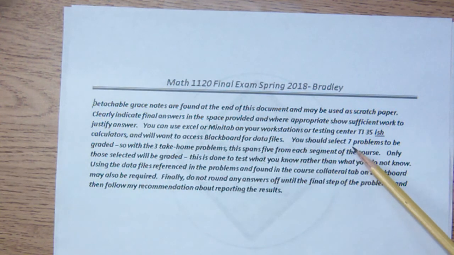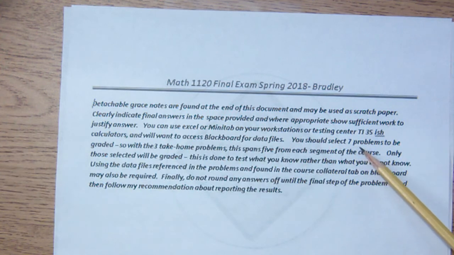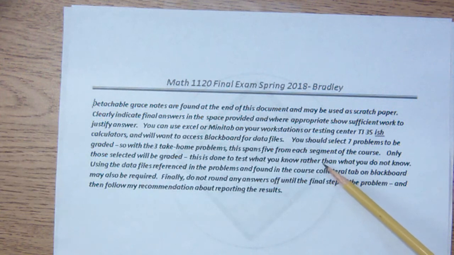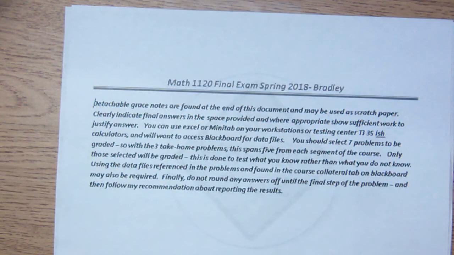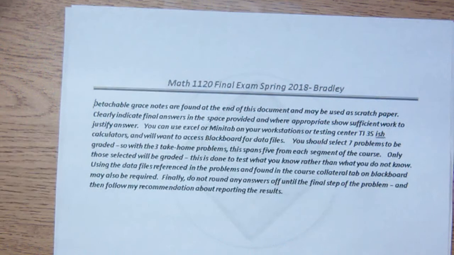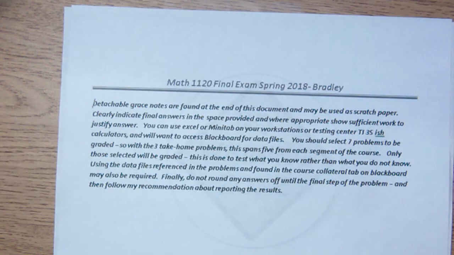I'm asking you to select 7 problems, in response to some of the discussion in class, to be graded. So when you take it with the 3 take-home problems, you'll be getting 5 from the statistics and 5 from the physics segments of the course. Only those selected will be graded, and this is done to test what you know rather than what you don't know. The data files that you're going to be accessing are going to be found in the Course Collateral tab on Blackboard. And finally, don't round your answers off until the final step of the problem, and if I make any recommendations, you want to follow them about how to round off.